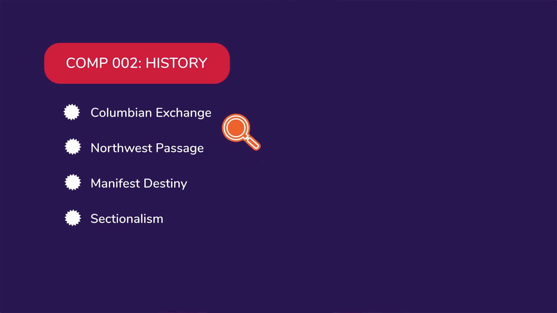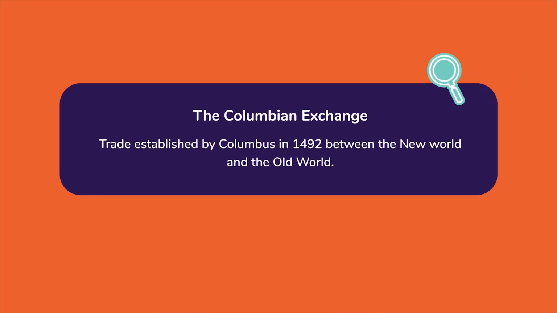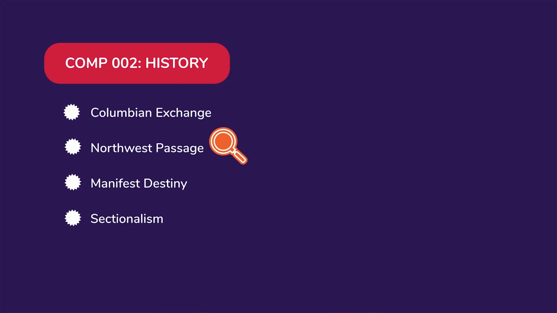The first one is Columbian exchange. This refers to the trade that was established when Columbus led Europeans to the New World in 1492. Know the goods introduced to the New World from the Old World and goods introduced from the New World to the Old World. Now the second one is the Northwest Passage.